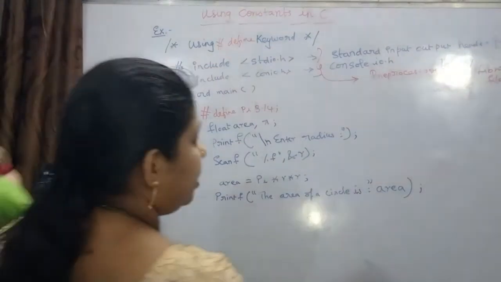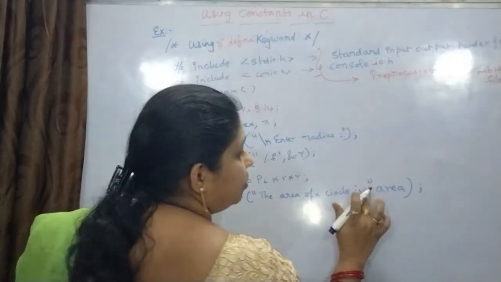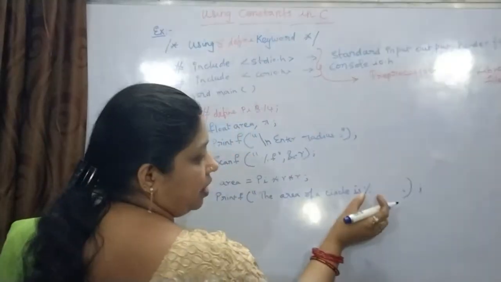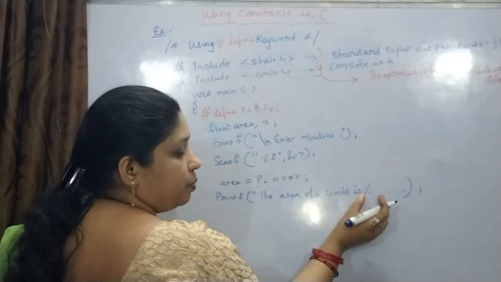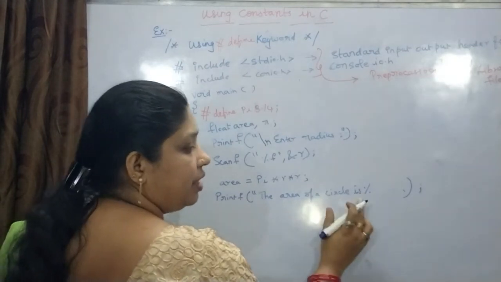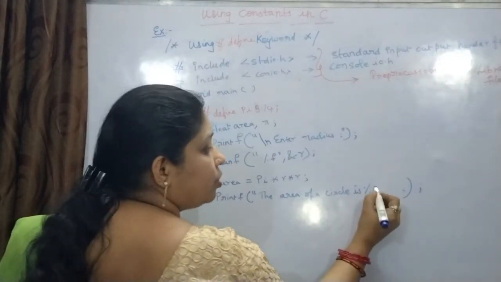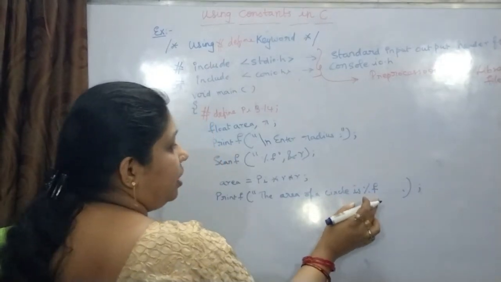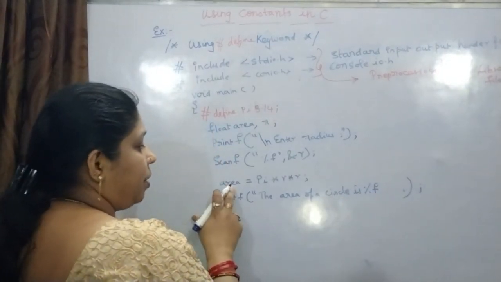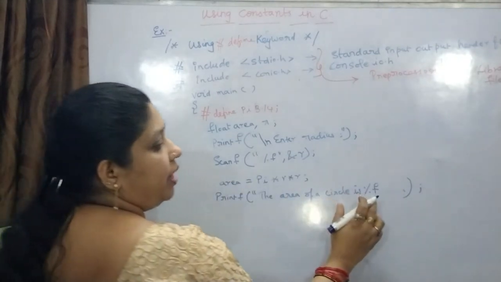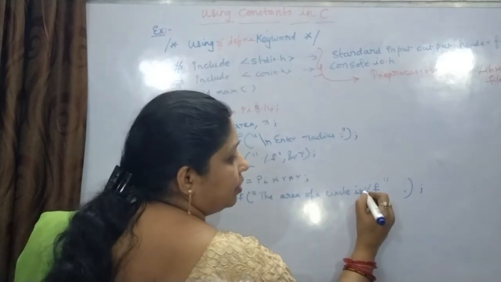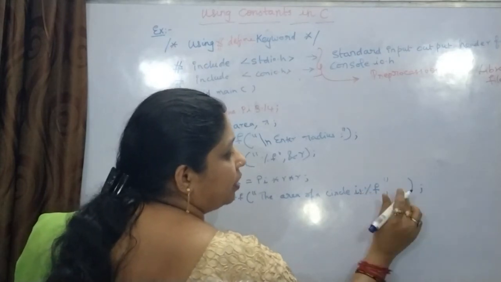So when you are giving the answer, here you have to mention that the answer should be displayed over here. The area of a circle is, here the answer should come. So how will it come? If you give %f, then only the output which is in area will come here. Okay? Understood? Comma area.